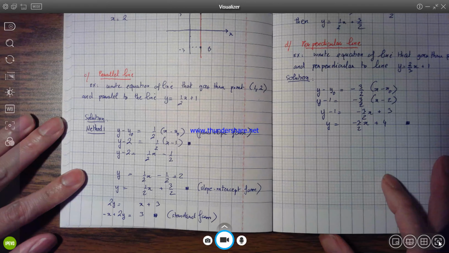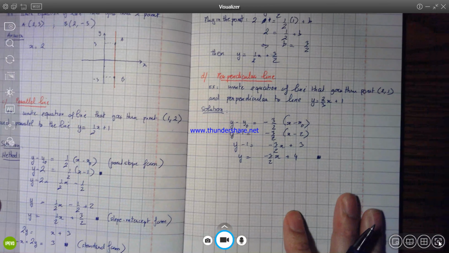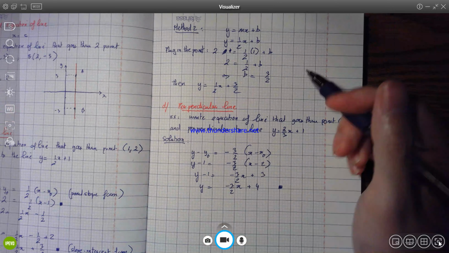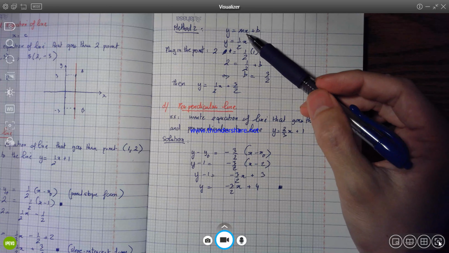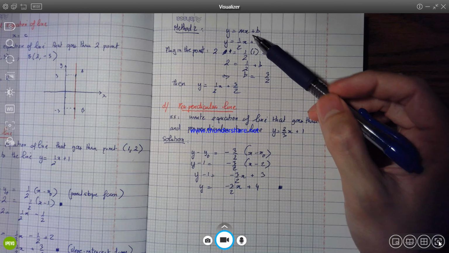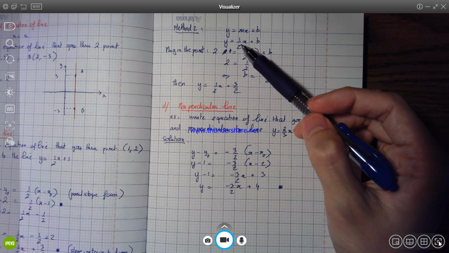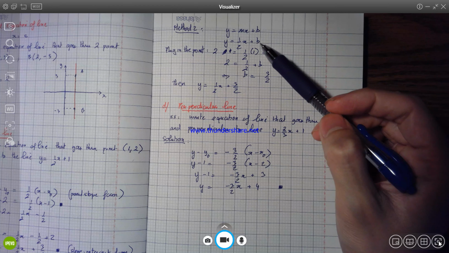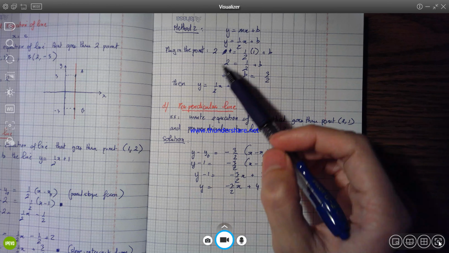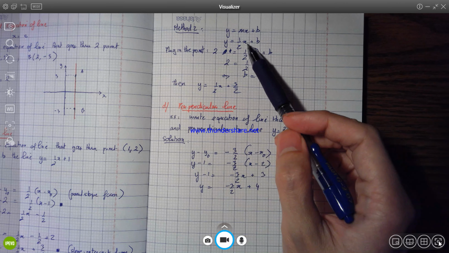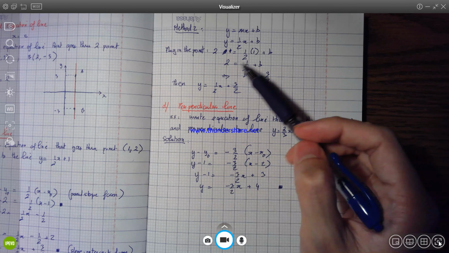Or on the second method, I can start right at the beginning with the slope-intercept form. Slope-intercept form is y equals mx plus b, and the slope is the same, so the slope will be 1 over 2. Afterward, in order to get b, you're going to use the point (1, 2). You plug it in: replace y with 2, and replace x with 1. Then you solve for b.